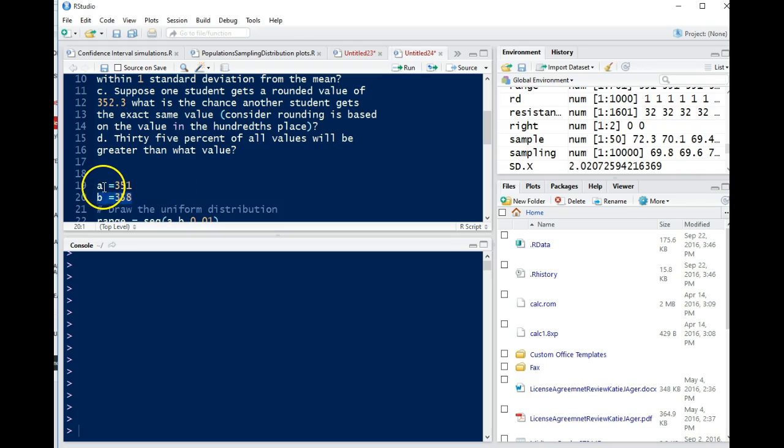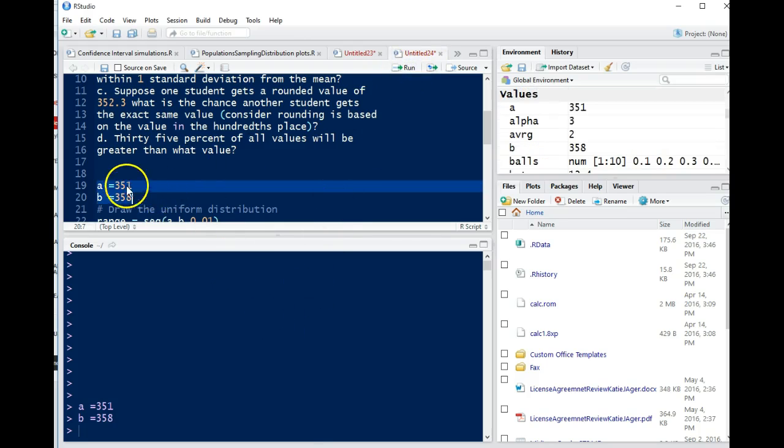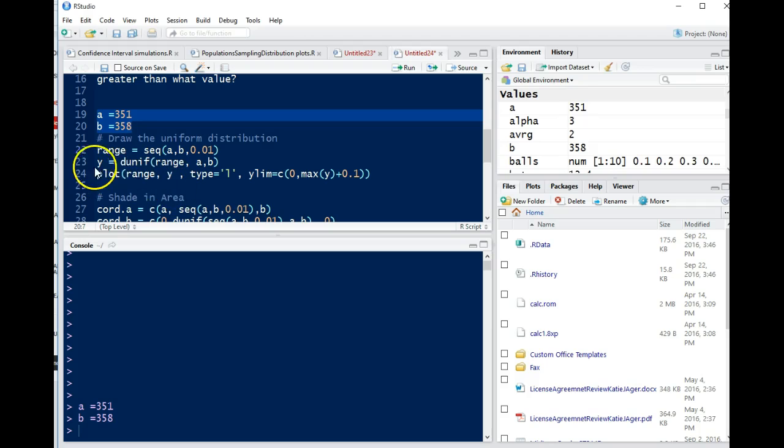So I've just defined that here in R. I'm going to run these two lines here. So I'm going to highlight it, run this. So I've defined my lower bound and upper bound. Now I'm going to plot the distribution. So basically I have a range of values from A to B, and I'm going to plug those into the dunif command to get my x-axis and my y-axis values. Then I will plot the values.